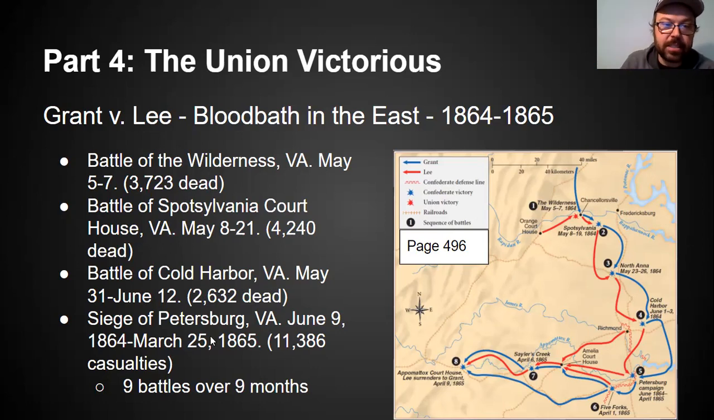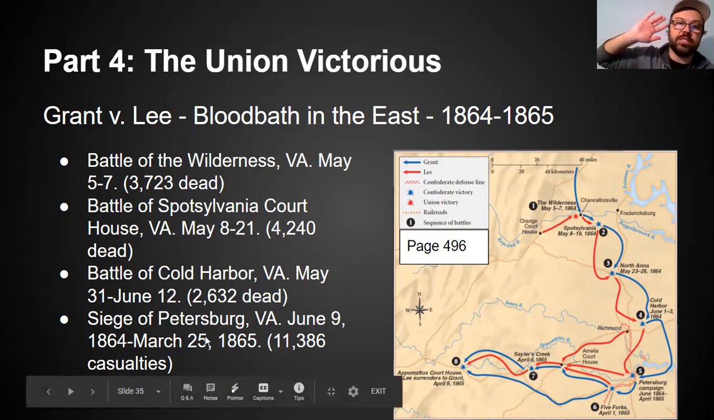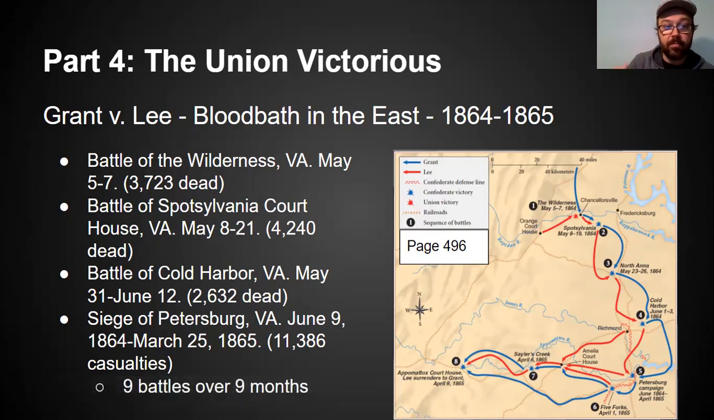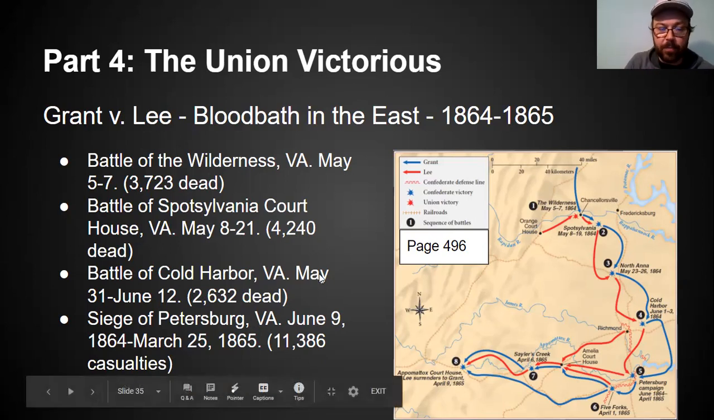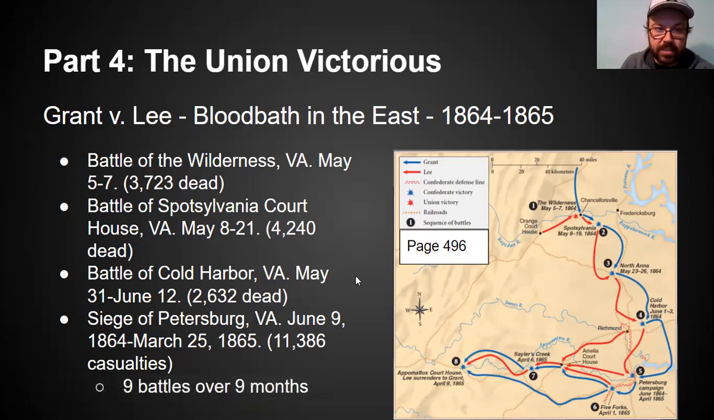And then eventually it gets us to Petersburg. And this is going to be just this crazy, insane, nonstop bloodbath, right? It's going to be this crazy thing. So it's going to be 9 different battles over 9 months between June of 1864 to March of 1865, in which over 11,000 casualties will be incurred between the two. And in the end, Lee defends Richmond.